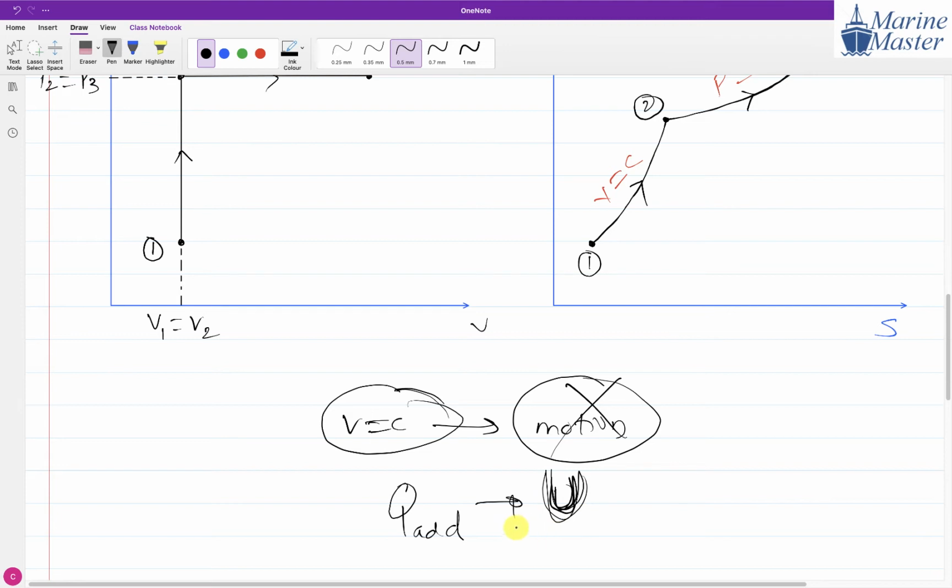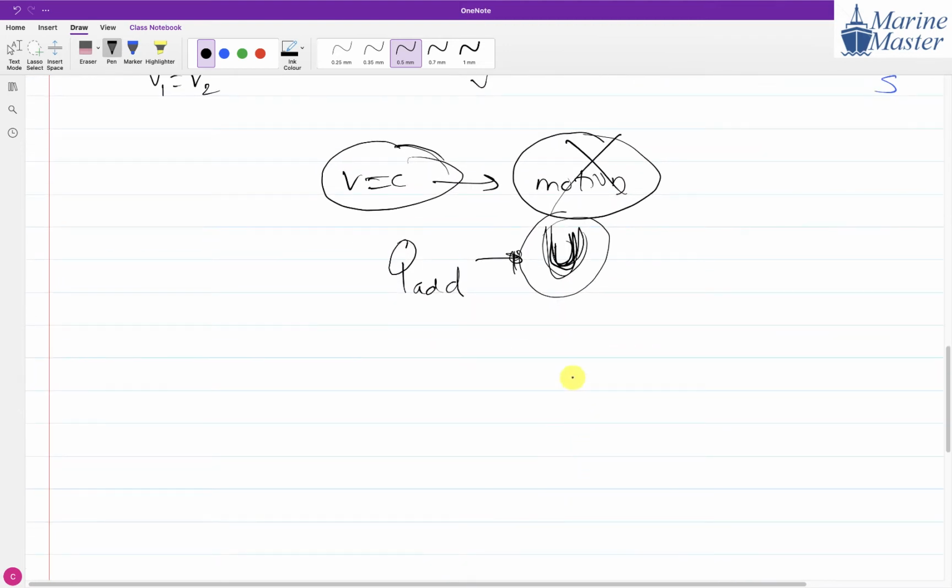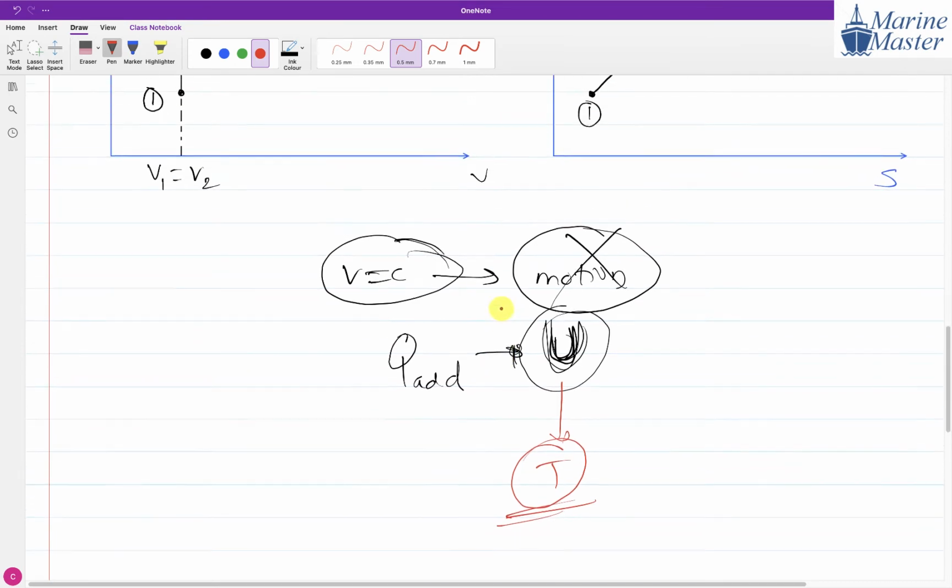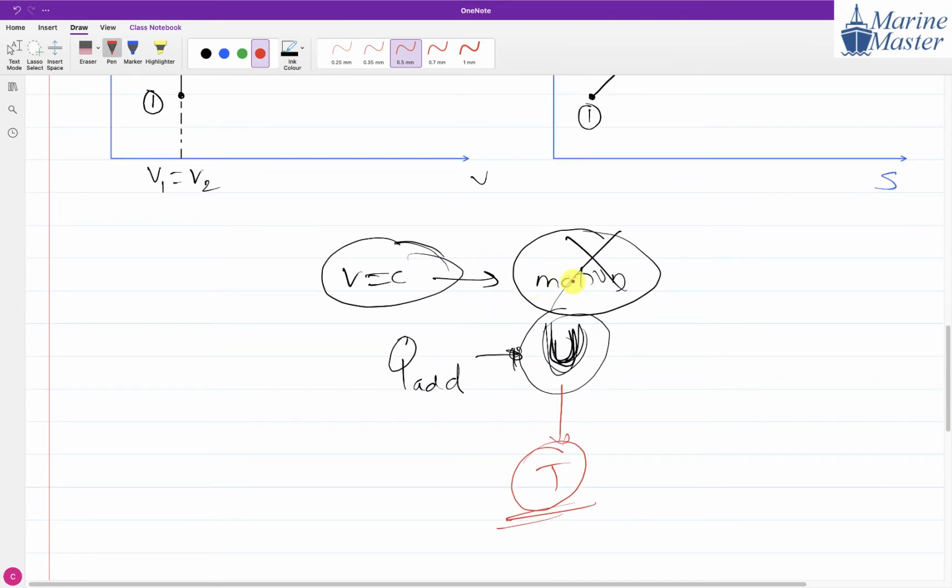The temperature of the system depends on what? Internal energy. If the internal energy is higher, then the temperature is more. So if you are adding heat and, because of no motion, that entire heat is going inside the system. We know the first law relation. What is the first law relation? Q minus W is equal to delta U.